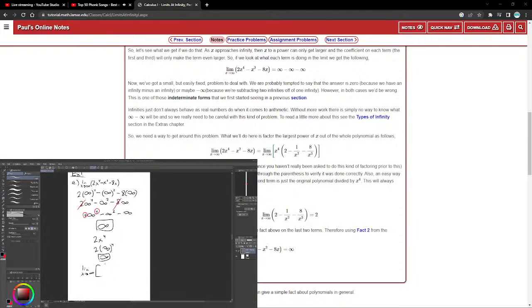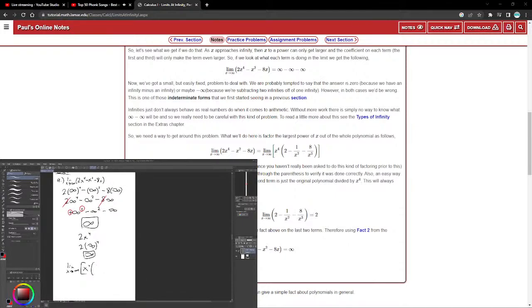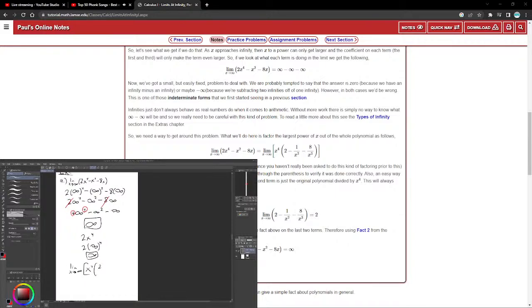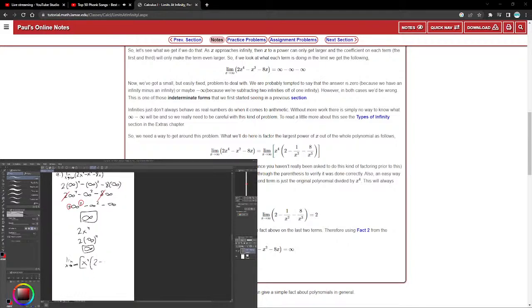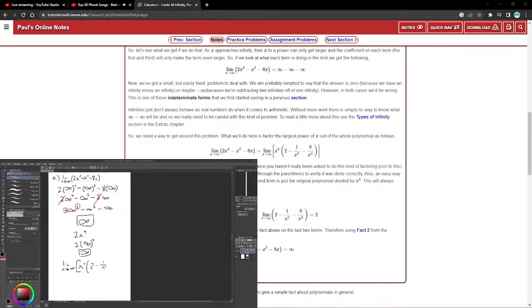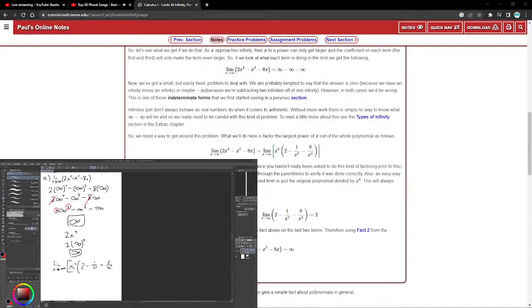So they factor out the highest exponent, and they get 2 minus... what would it be? 1 over x squared, yeah, minus 8 over x to the power of... wait, no. X to the power of 3. Let me see. Yeah.